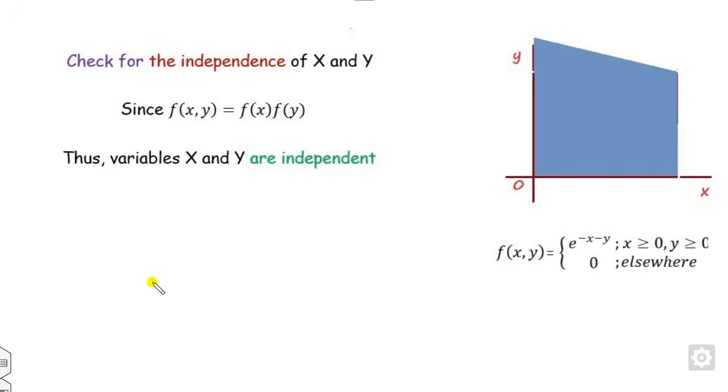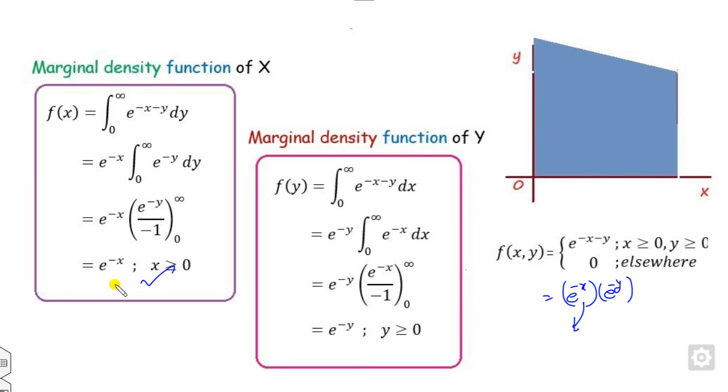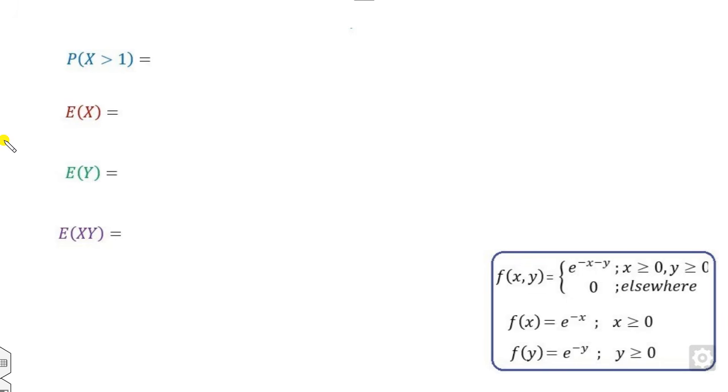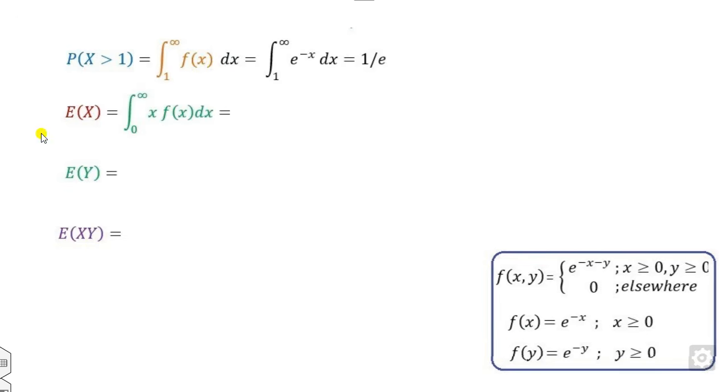Now check whether they are independent or not. You can simply see that f of x into f of y is nothing but my f of x y, so this is independent. Now you can try to solve them. This is nothing but the integral from 1 to infinity of f of x dx. This is the marginal density function of x, so you can substitute it here and integrate to get the result.